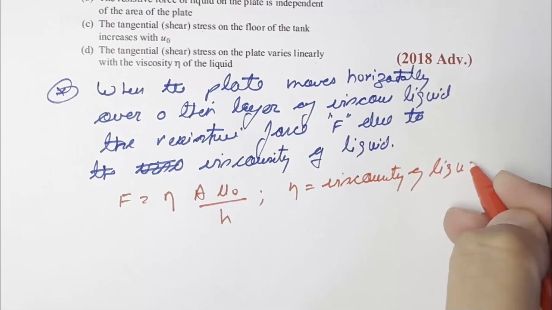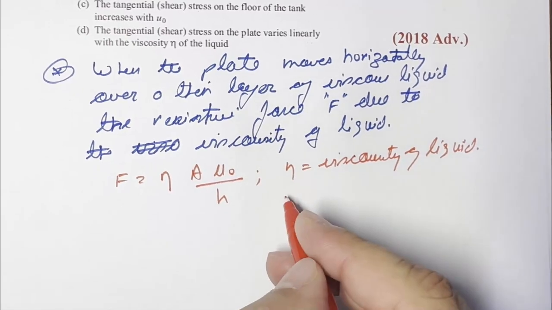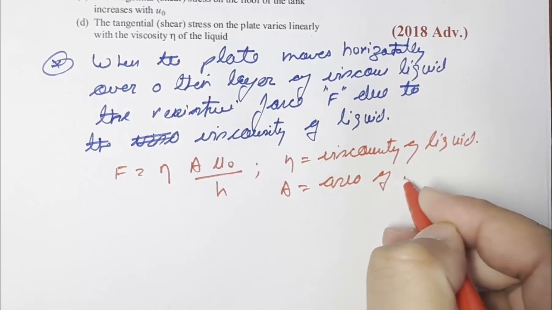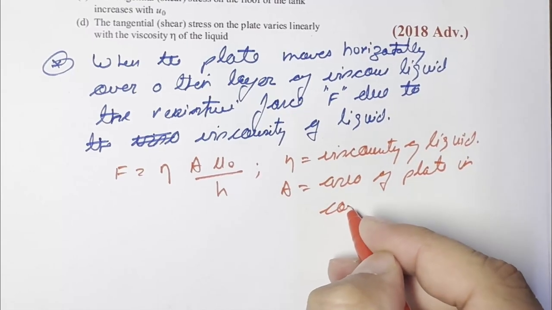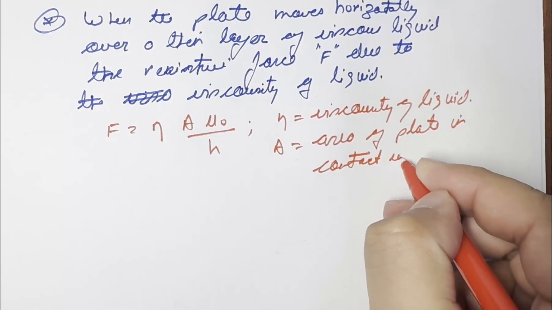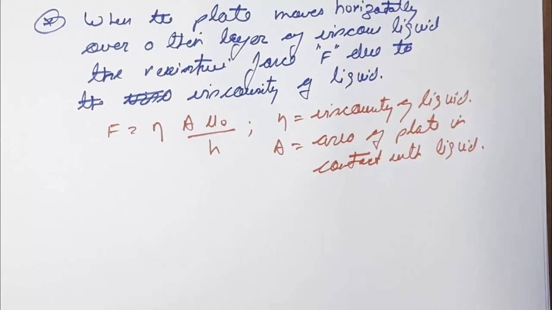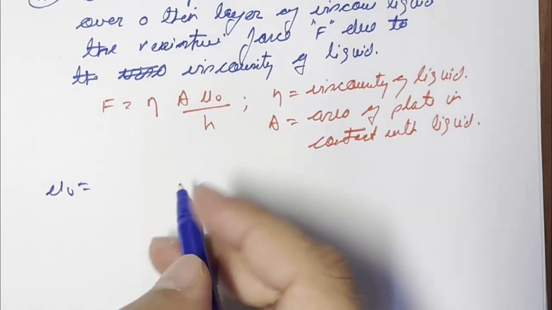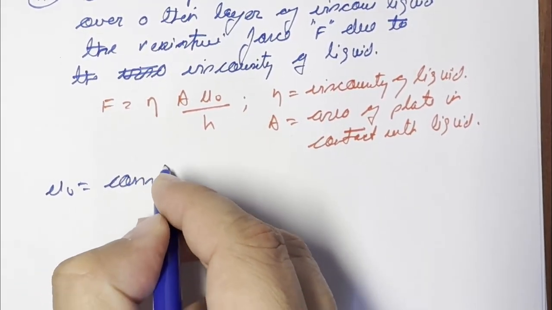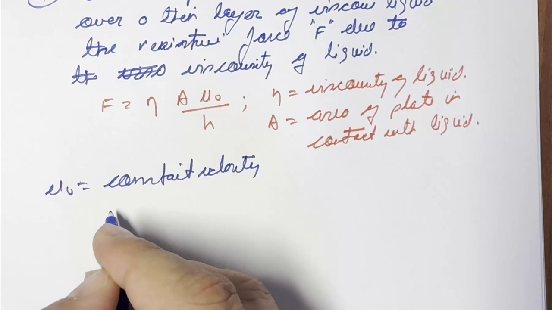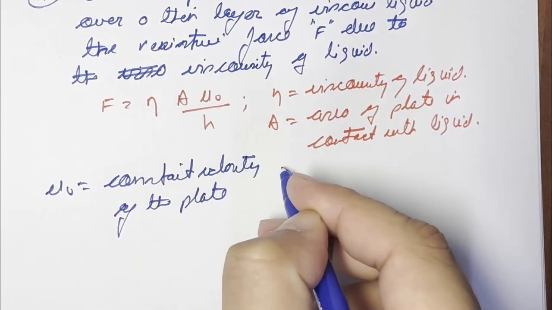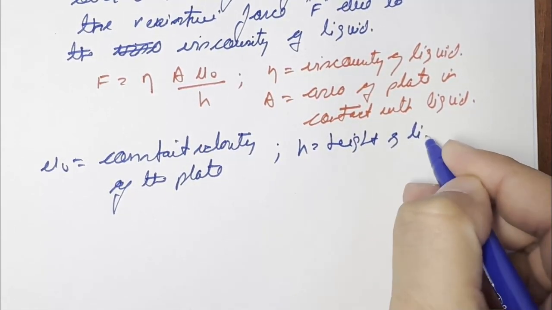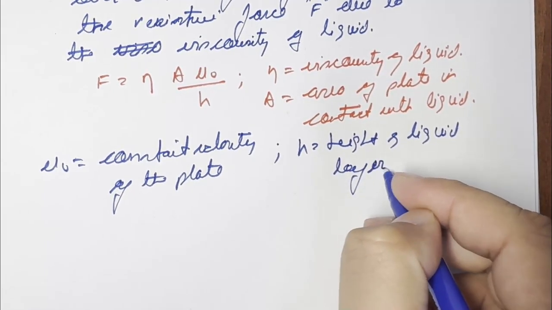Nu is the viscosity of the liquid. A is the area of cross section, the area of the plate in contact with the liquid. u0, which is given in the question itself, is the constant velocity of the plate, and h is the height of the liquid layer.